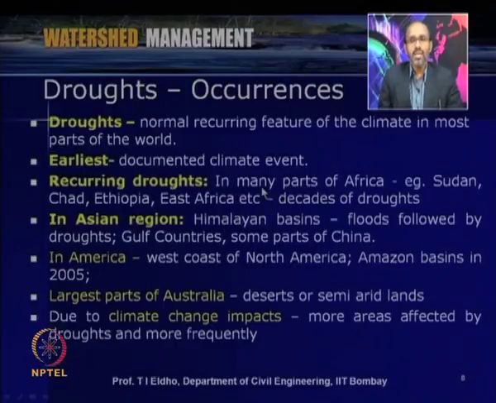There are many countries where droughts occur year after year, with decades of droughts in some locations. And especially in Asian countries, like the Himalayan basins, in the monsoon season, for 3-4 months there will be severe floods, and that will be followed by drought conditions, since once the rainfall occurs, all the water will be drained due to the topographical nature of the region, and in the next few months there is a possibility of droughts.